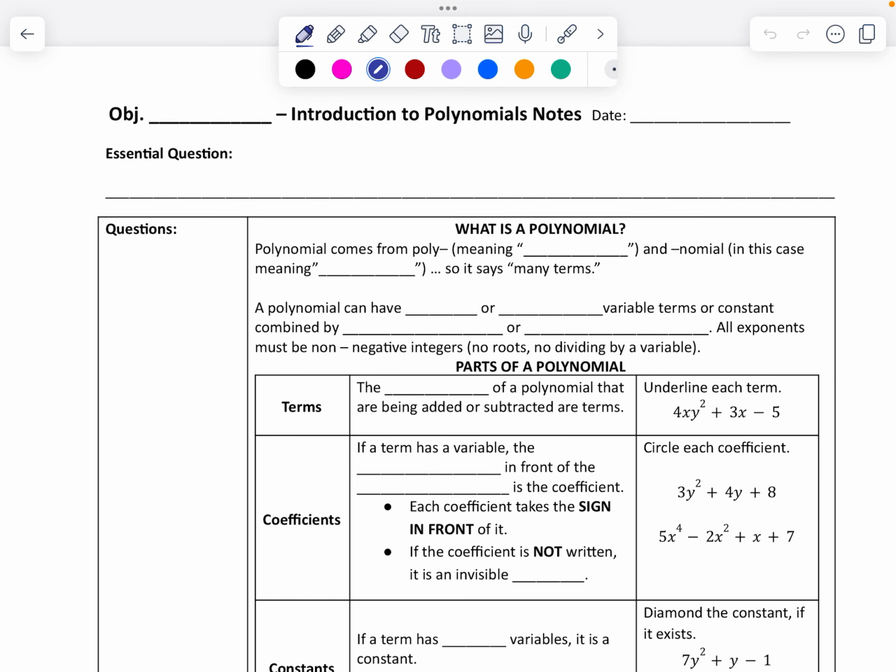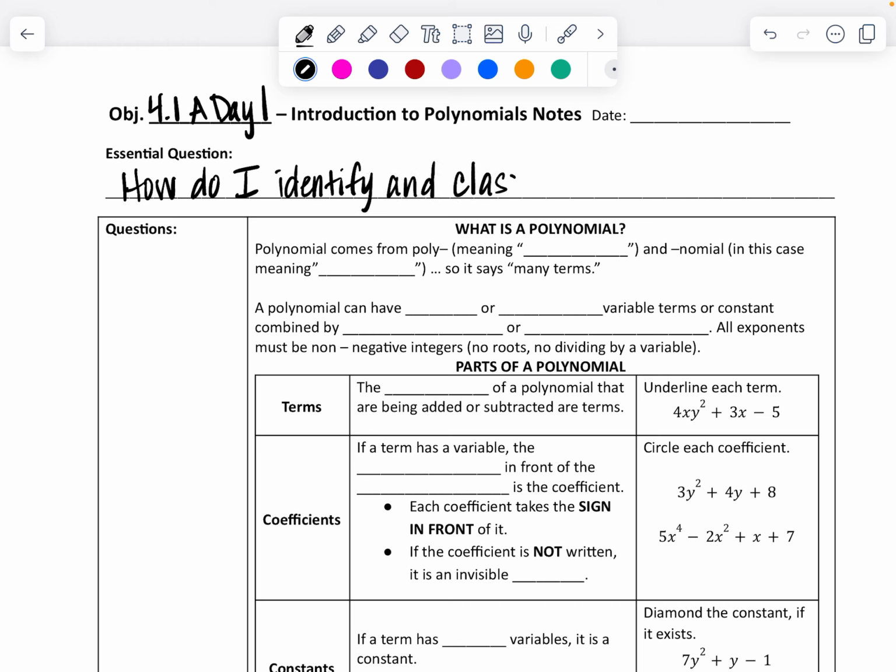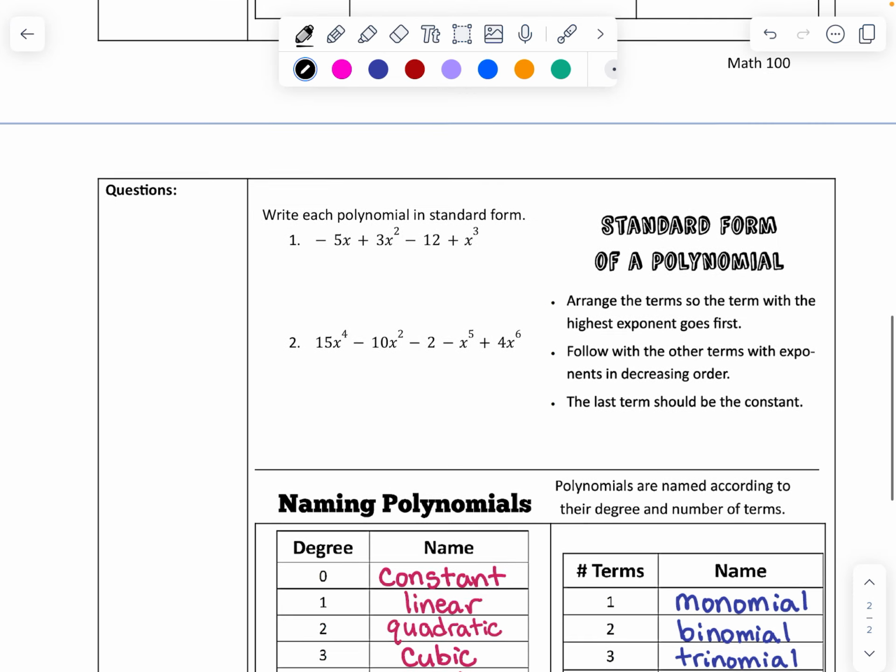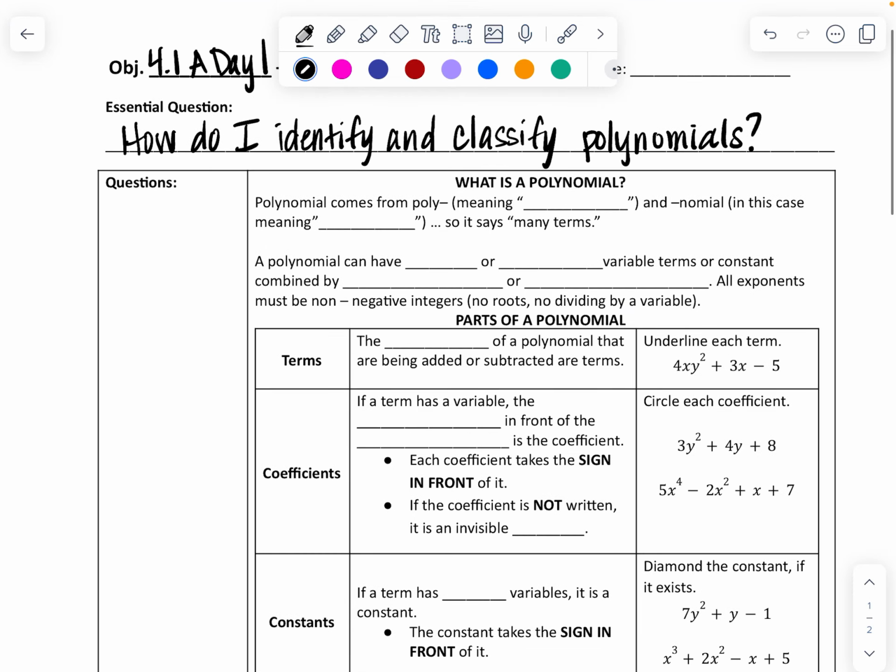Okay, this is your introduction to Unit 4, Polynomials. We are in Objective 4.1. This is going to be sort of a vocabulary lesson all about polynomials.